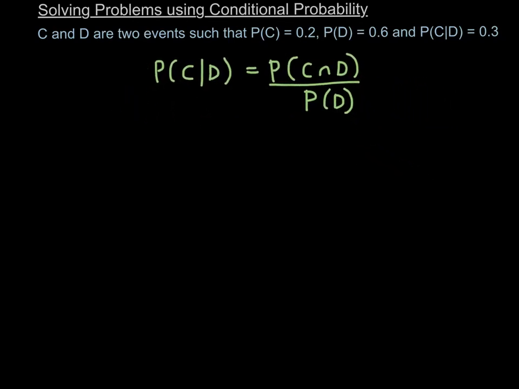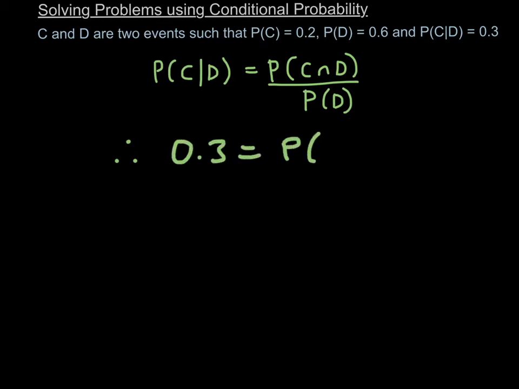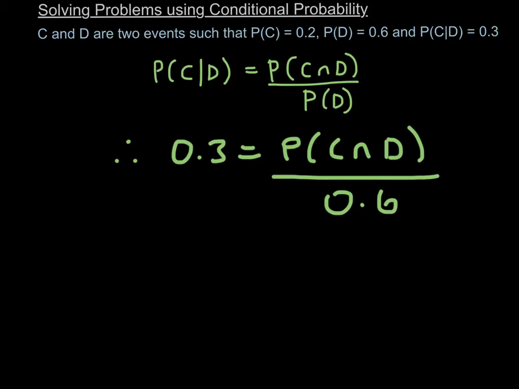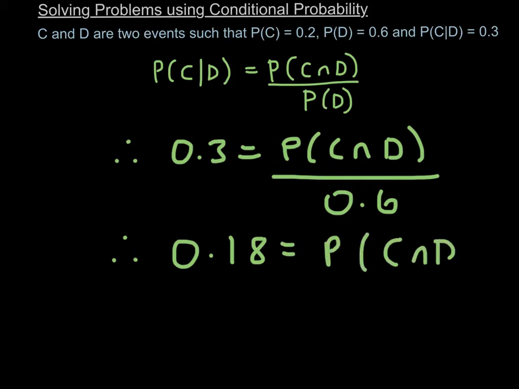Okay, or we could have just used that rearranged one I showed you in the previous slide. So therefore, 0.3 is going to be equal to the probability of C intersection D divided by 0.6. And if we take that across the other side, we've got the probability of C intersection D is equal to 0.18.